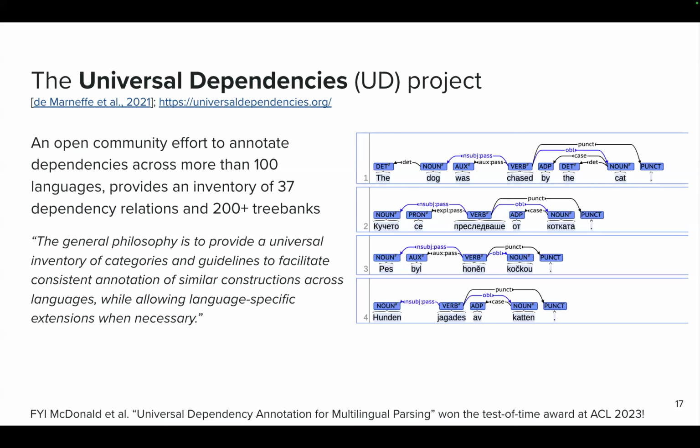In their own words, their general philosophy is to provide a universal inventory of categories and guidelines to facilitate consistent annotation of similar constructions across languages, while allowing language-specific extensions when necessary. And this is another nice property of UD.